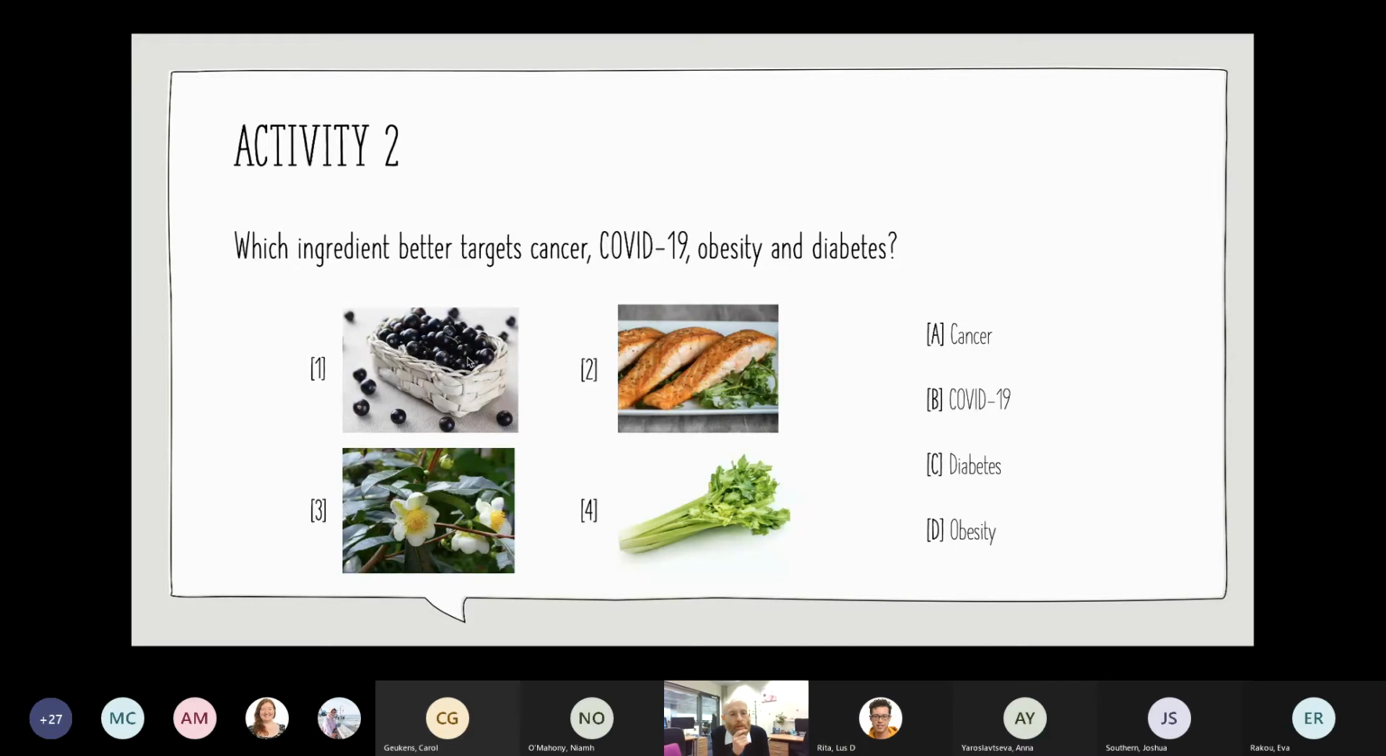Is number 1 blueberries or black currants, and what's number 3? I can't tell what that is. Tea. Tea. And number 2 is salmon, and number 4 is parsley. Or celery, perhaps? Yeah, celery. Exactly, celery. It doesn't make a big difference for the disease that it is related to.